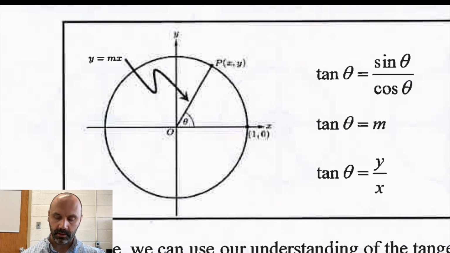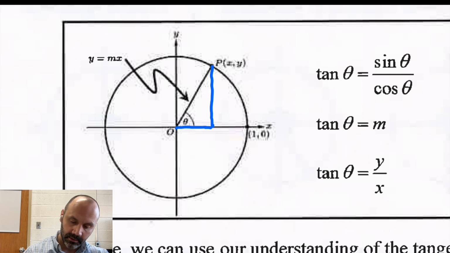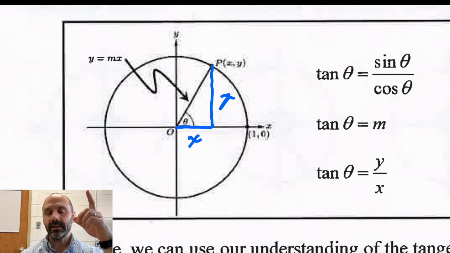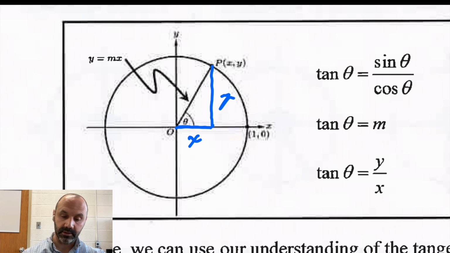Tangent, you've learned it as the opposite over adjacent, right? And so when we have an angle here like this, the opposite side is the y value, and the adjacent side is the x value. Now, if you look at that, that's just slope, right? Y over x, that's rise over run. So the tangent of theta is going to be equal to the slope of this line that's being created here.